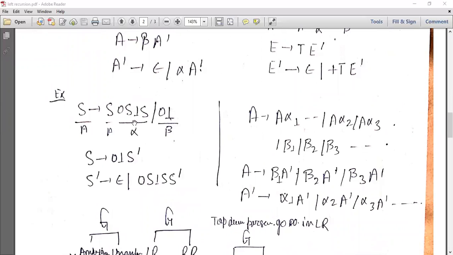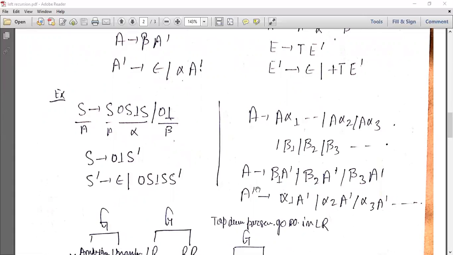Now take one more example. S tends to S 0 S 1, S or 0 1. Now this part is A, the remaining part is alpha, and this part is beta. So we convert it into S tends to 0 1 S dash, and now S dash tends to epsilon or the alpha part, 0 S 1 S, and then S dash. Now, if the symbols occur in continuation, suppose A tends to A alpha 1 up to A alpha 2, alpha 3 and so on, and then beta 1, beta 2, beta 3.